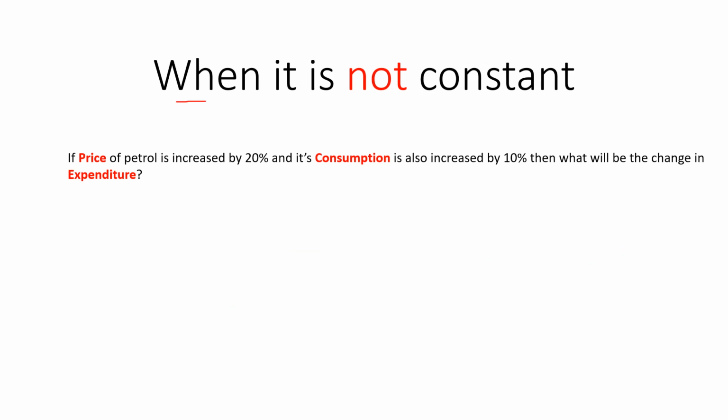Now let us look at the new concept when it is not constant, when product is not constant. In this our question is, if price of petrol increases by 20% and consumption is also increasing by 10%, then by what percentage our expenditure will change. Now we know that price multiplied by consumption is equal to expenditure. Now here price is increasing by 20% and consumption is also increasing by 10%. We need to find the percentage change in expenditure.